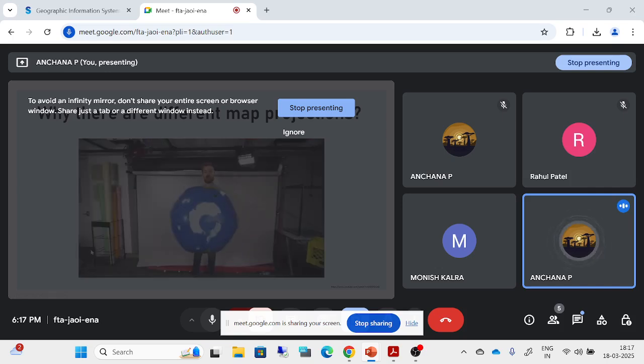If I want to turn this globe into a flat map, I'm gonna have to cut it open.